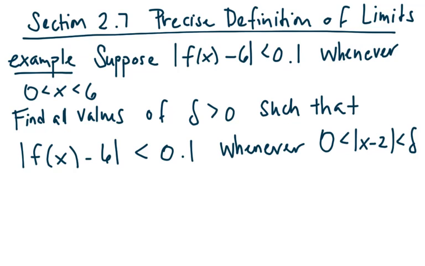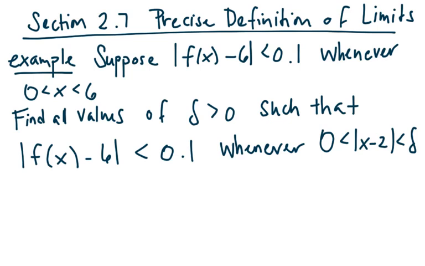Alright, so section 2.7 deals with the precise definition of limits. So I'm going to walk you through one of the homework examples to go through this. One of the homework questions is, suppose the absolute value of f of x minus 6 is less than 0.1 whenever x is between 0 and 6, and we're asked to find all the values of delta such that the absolute value of f of x minus 6 is less than 0.1 whenever 0 is less than the absolute value of x minus 2 less than delta.